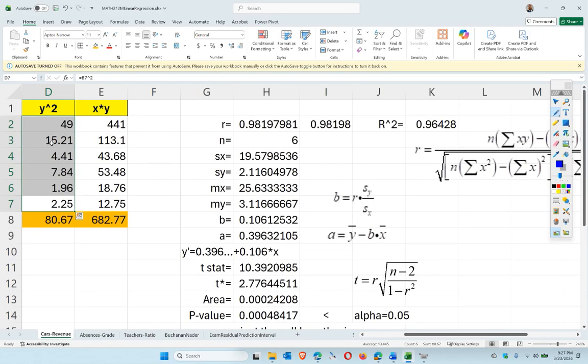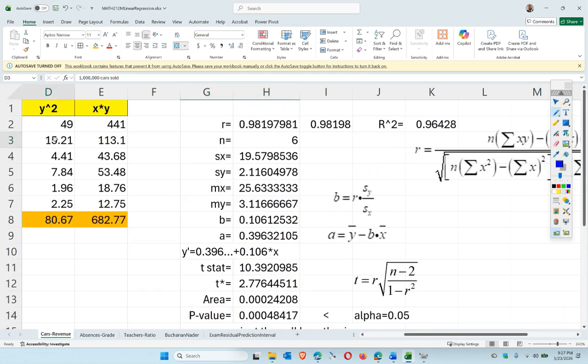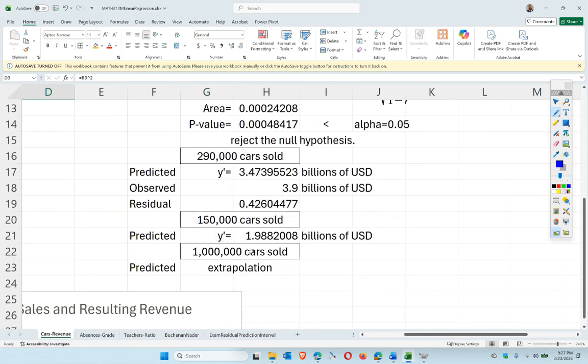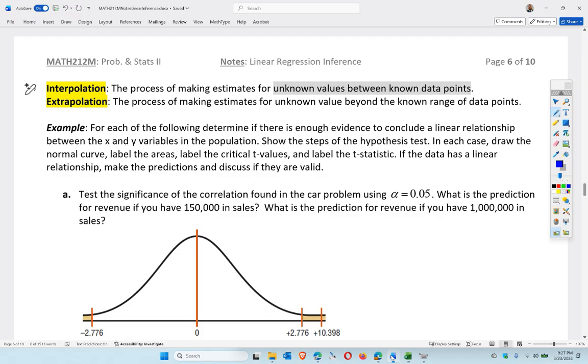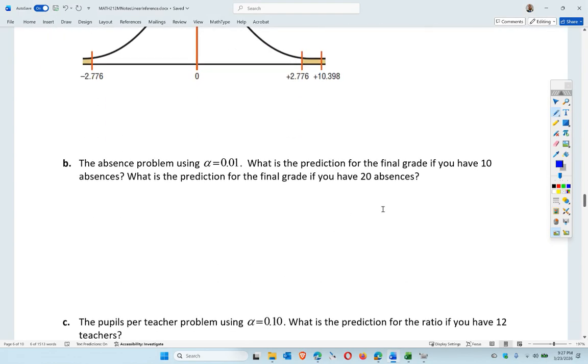So that's 15. 15 is clearly in there, right? The million is way beyond. That's 150,000, whatever. So this is way beyond basically. So you shouldn't do that. That's extrapolation. Okay, so the next one, 10 absences and 20 absences.